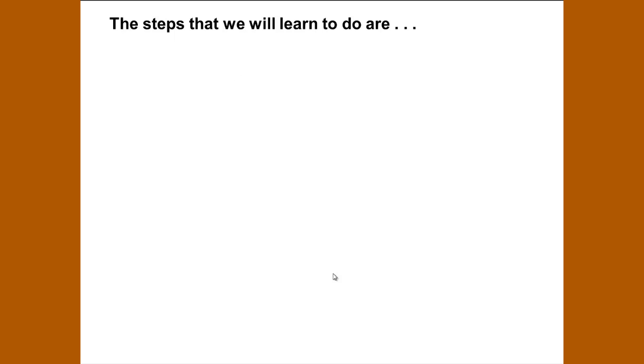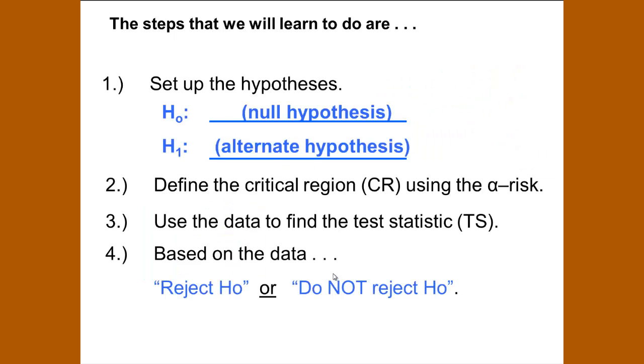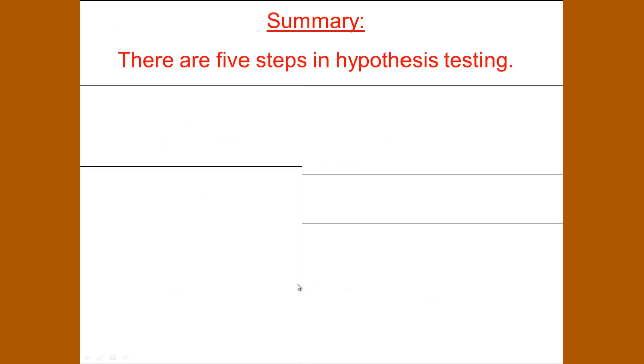Let's review again rather quickly the 5 steps that we use to do hypothesis testing. We set up the hypotheses, define the critical region, use the data to find the test statistic, make a conclusion based on the data and the test statistic, and write a sentence in terms of H1.